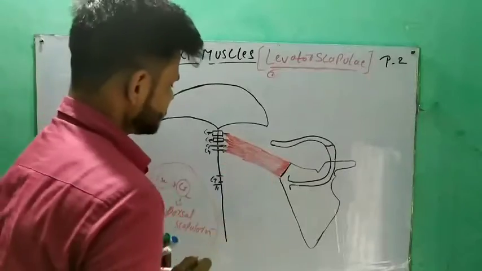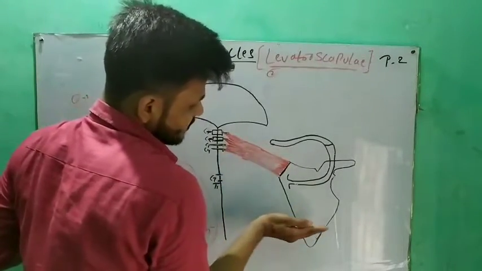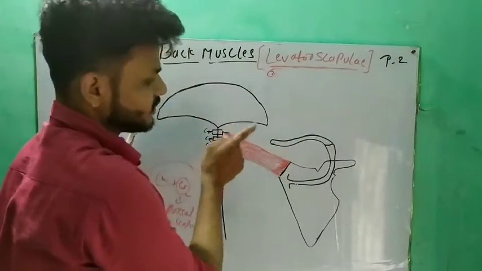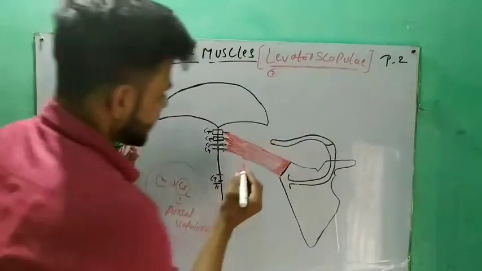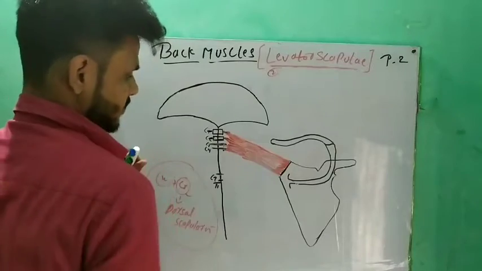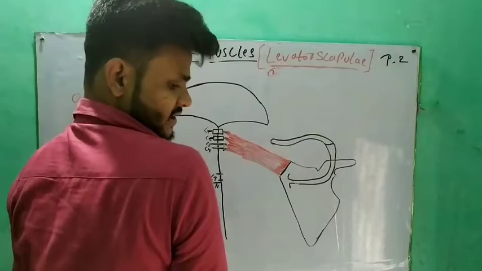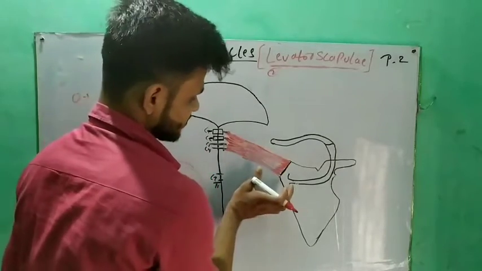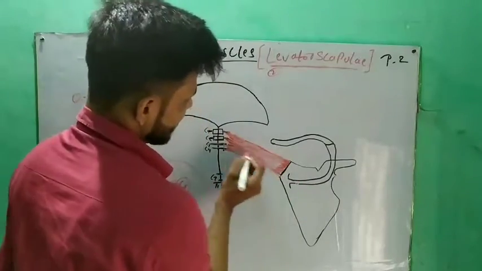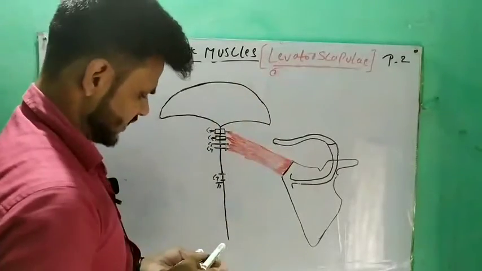Now action, अगर ये मसल कॉन्ट्रैक्ट होगी then it will elevate the scapula, with the help of upper fibers of the trapezius muscle. This is the levator scapulae. Action is elevation of the scapula and stabilize the scapula. It steadies the scapula. scapula को पकड़ के रखेगा, scapula को stabilize करेगा. And action is elevation and stabilize the scapula. This is the levator scapulae.